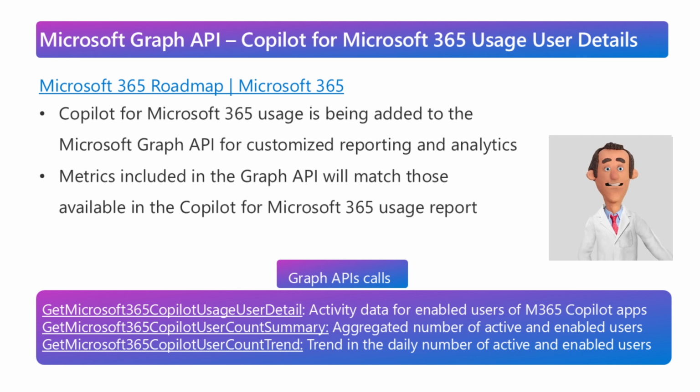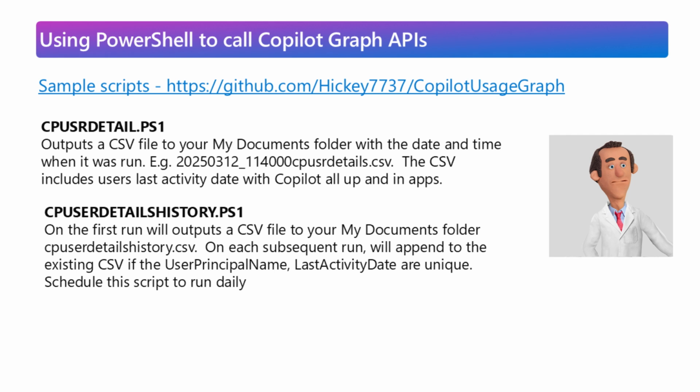We are going to focus on number 1, Get Microsoft 365 Copilot Usage User Detail. Here are my sample PowerShell scripts to call the Copilot Usage User Detail API. Check them out on GitHub. The first script, CPUSR Details, will dump Copilot user usage details into a CSV file. This is the same data you can get interactively from the Copilot usage report in M365 Admin Center.